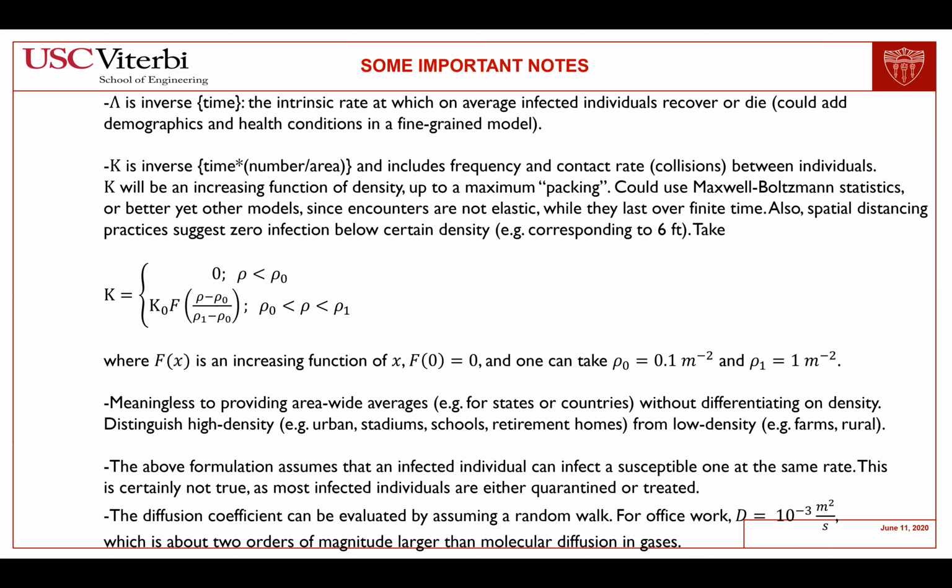It's about 2 orders of magnitude larger than molecular diffusion of gases. So clearly, dispersion and diffusion of people is faster than molecular diffusion of gas. Again, that is not necessarily the case. I think that's an interesting topic: how do people diffuse or disperse subject to certain conditions?